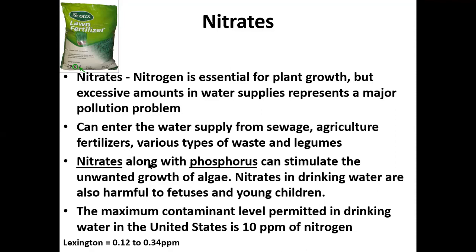But nitrates and phosphorus can stimulate unwanted growth of algae. Okay, you have algae growing in most waters anyway, but too much algae can be bad. And too much nitrates in drinking water can be harmful to young children and unborn children. The maximum contaminant level permitted in drinking water is 10 parts per million. According to the Kentucky American Water Company's website, where I get most of these stats, Lexington was 0.12 to 0.34 parts per million, so well under the maximum standard for the United States.